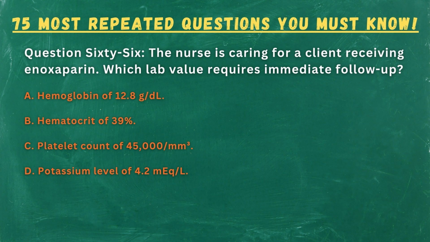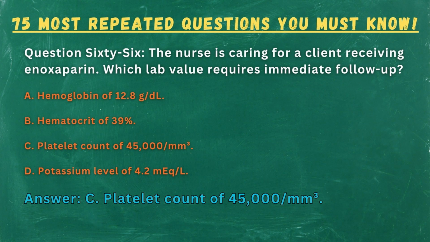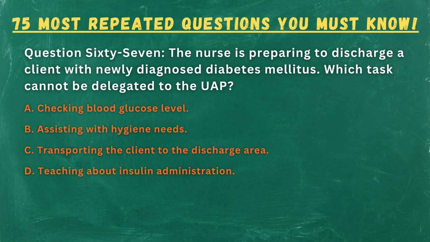Question 66. The nurse is caring for a client receiving enoxaparin. Which lab value requires immediate follow-up? A. Hemoglobin of 12.8 g/dL. B. Hematocrit of 39%. C. Platelet count of 45,000/mm³. D. Potassium level of 4.2 mEq/L. Answer: C. Platelet count of 45,000/mm³.